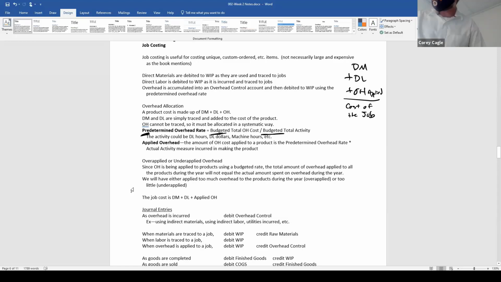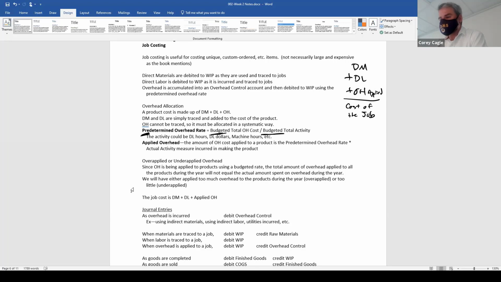So again, our product cost in job costing is adding up direct material, direct labor, and applied overhead. We just went through how to apply overhead, right? We form a budgeted or predetermined overhead rate. We'll use it throughout the year. It'll be based on estimates.